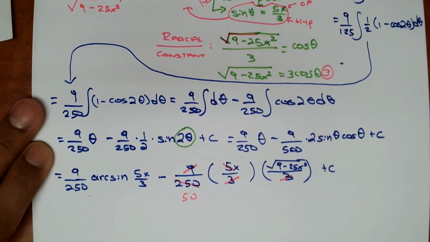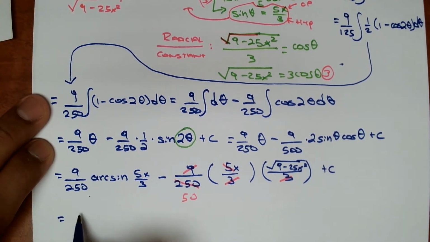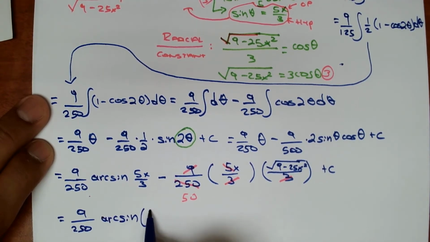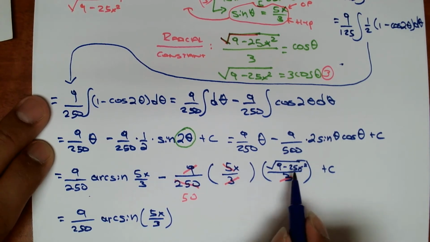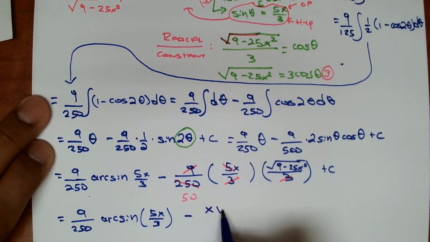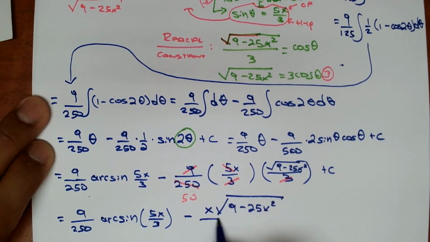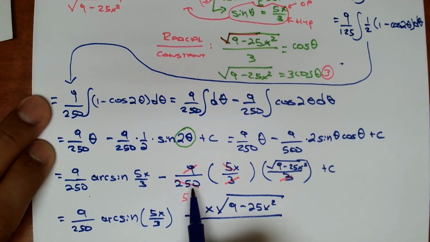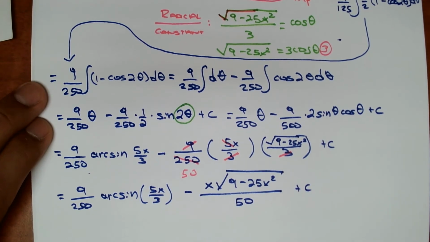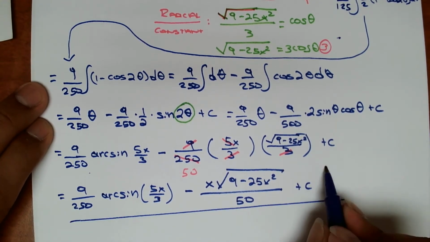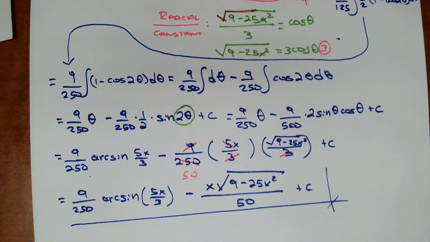Let's keep simplifying this, rather cleaning up. 9 over 250 arc sine of 5x over 3. And then over here, in the numerator we got x times the radical, and in the denominator the only number that survives is the 50, plus c. And let's call it a final answer here. We're done with this one.